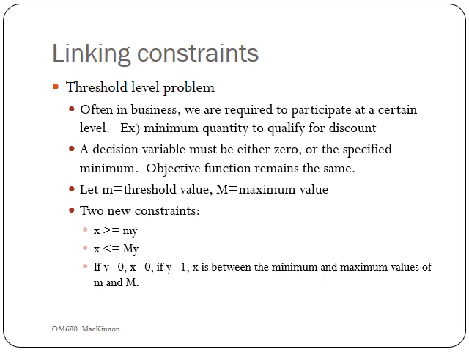But x has got to be less than or equal to y times big M. All right? So essentially, you are creating a range that x has to fall between, right? If y equals 1, in other words, if you decide to participate, if you decide to sell this product or do whatever it is that you're going to be doing, okay? So if y equals 0, x equals 0. If y equals 1, x is between the minimum and maximum values of small m and big M.